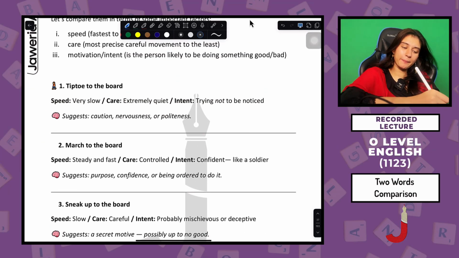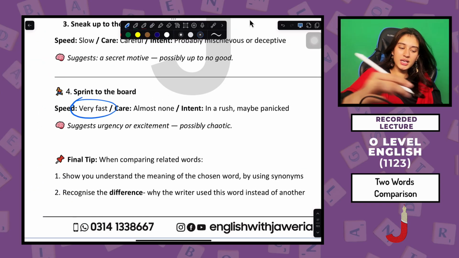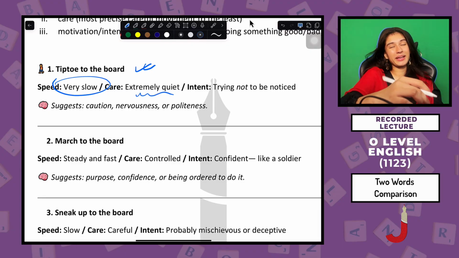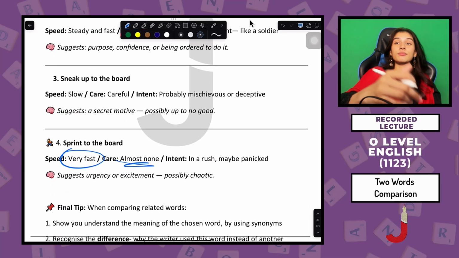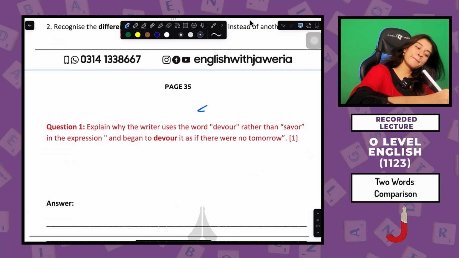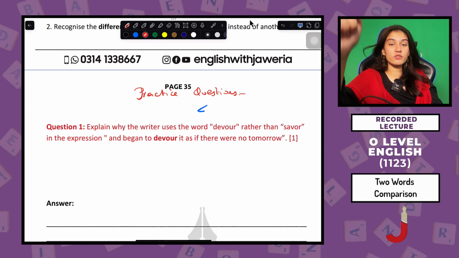So, when you use the word tiptoe, you know that the action is very slow. When you use the word sprint, it's very fast. There's no care in tiptoeing, you're being extremely quiet. So, you're probably trying not to be noticed. So, yeah, that is pretty much it. Now, we're going to be solving two practice questions to further make it easier for you guys to solve these types of questions on your own.